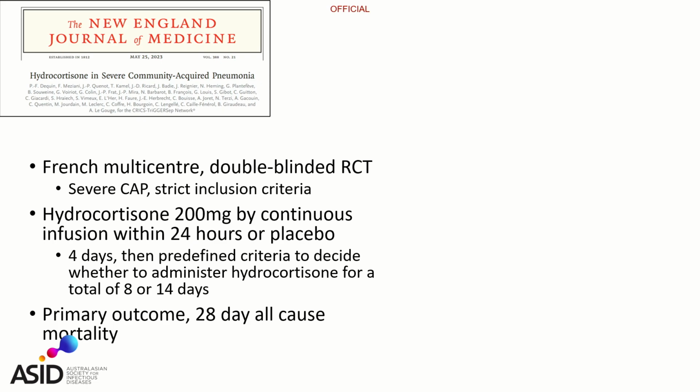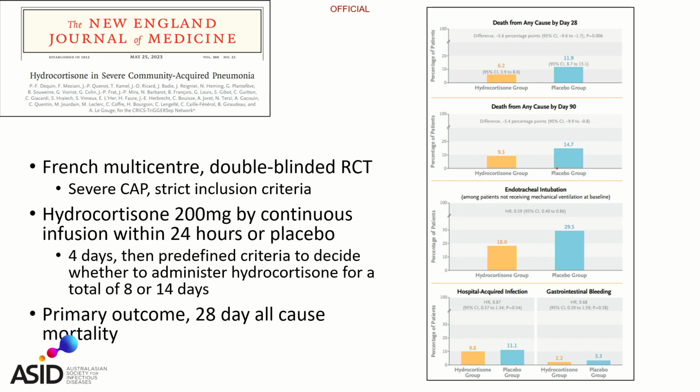And the primary outcome in this study was 28-day all-cause mortality. What was found was that there was a clear mortality benefit at 28 days in the group that received hydrocortisone, with an absolute mortality benefit of 5.6%. Looking at secondary outcomes, there was also a significant reduction in death by any cause at 90 days. And for patients that weren't mechanically ventilated at the time of enrolment in the study, there was also a significant reduction in requirement for endotracheal intubation.